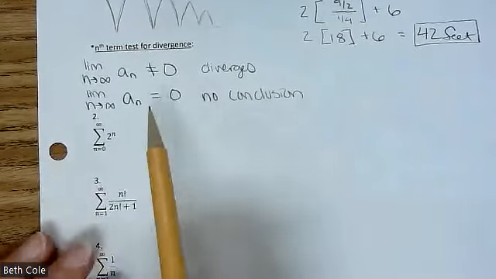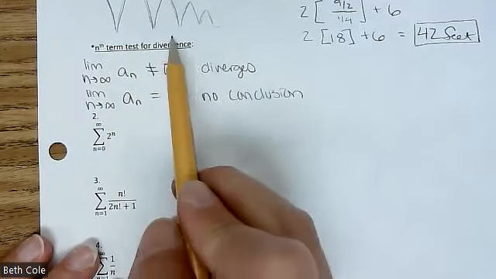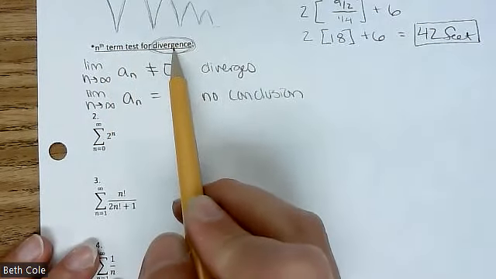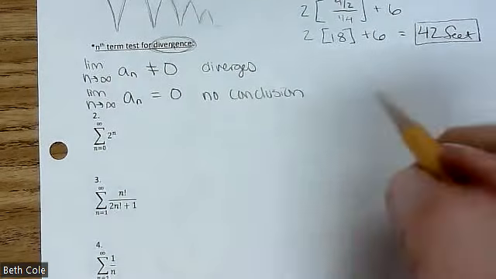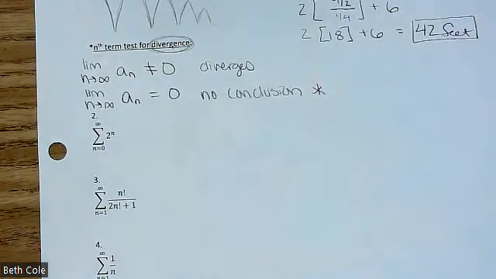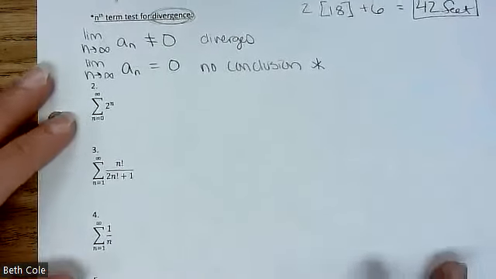Okay. And just remember, it's called the nth term test for divergence. So it'll tell you if it diverges. It won't tell you if it converges. That's no conclusion. Maybe put a star next to that. That's the thing people tend to forget. We're just going to practice that for each of these. These are super quick problems. This is an easy test.